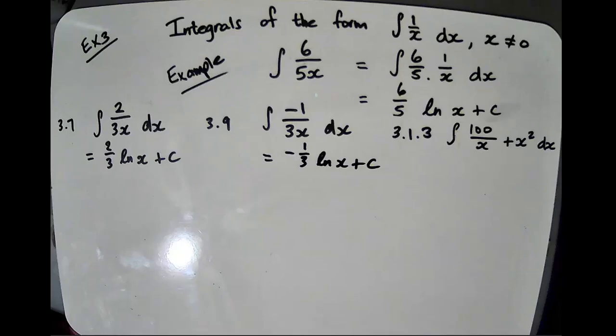3.13, we had 100x before. It's going to be the same thing again. So, it will be 100 ln x plus x cubed over 3 plus c.